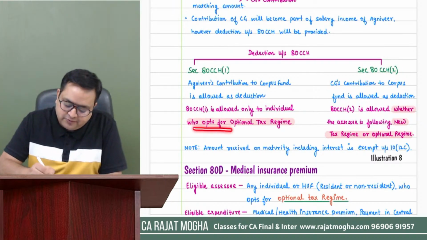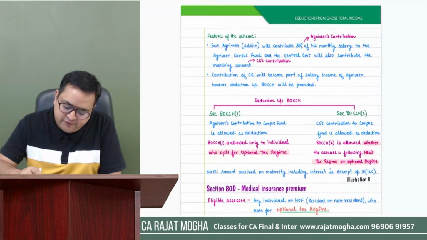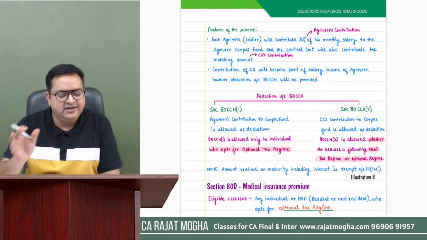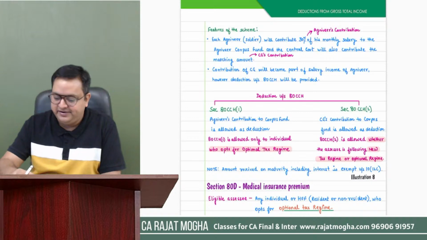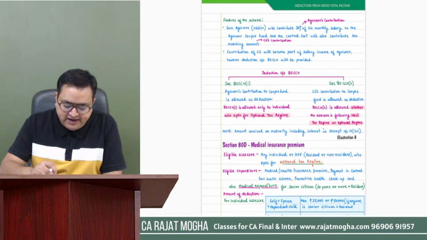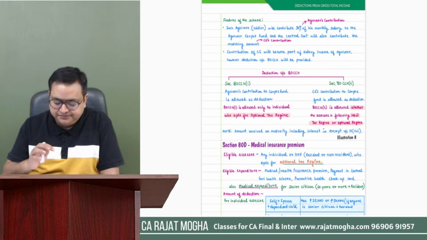So this is for optional tax regime only, but this is for new tax regime as well as optional tax regime also. And whatever they are contributing, you will get the deduction. There is no limit here. Whatever they are contributing, you can claim a deduction over here. So this was about 80C, 80CCC, 80CCD and 80CCH.